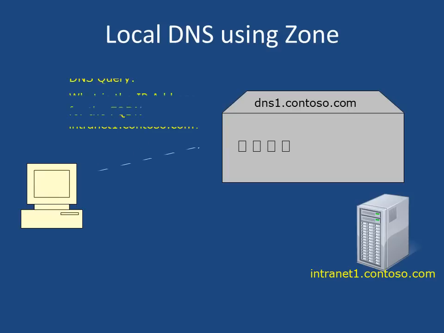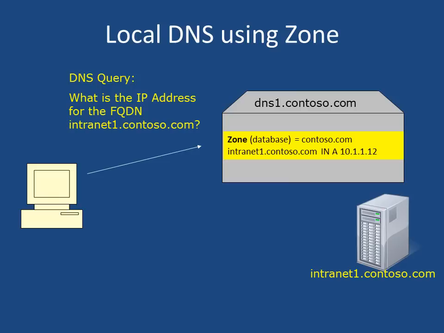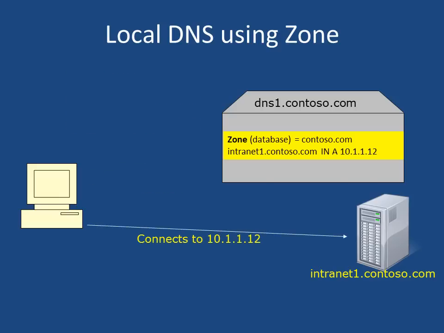User types in intranet1.contoso.com. A DNS query is sent to DNS1.contoso.com. Now, the first place it looks is the cache. The second place, which we're going to look at later, is the zone. DNS1.contoso.com has the zone contoso.com stored on it, and within that zone there is a resource record, in this particular case an A record, which is saved and is used to resolve that FQDN. So the FQDN there is resolved, and that gives the IP address back. And the IP address is then used to connect to intranet1.contoso.com.